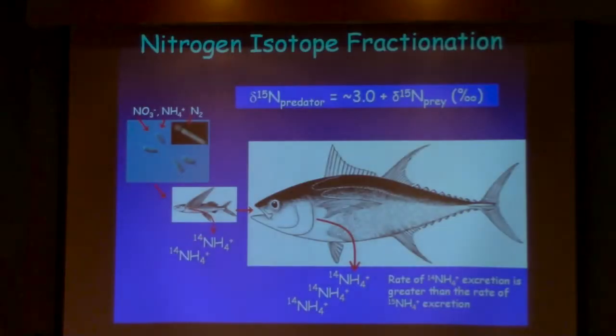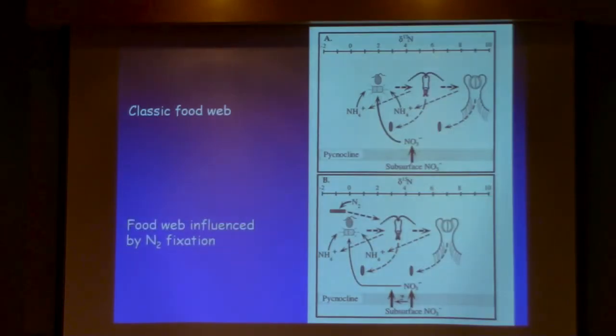The problem is that these things are not only fixing nitrate, but they're fixing ammonium, they're fixing N2. So the baseline, the isotopic composition of the base of the food web, can vary depending on the proportions of utilization of these different forms of nitrogen. If it's all nitrogen fixation, that's going to be propagated through that food web into our sashimi, and it will affect the nitrogen isotopic composition.